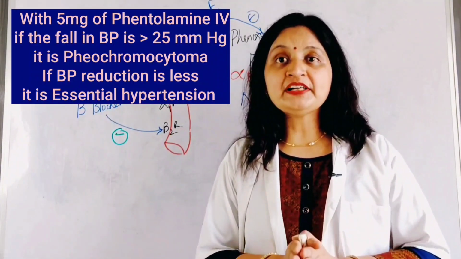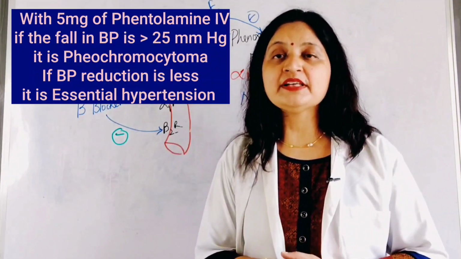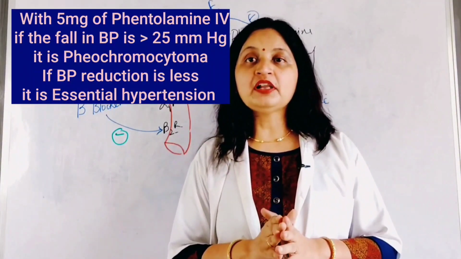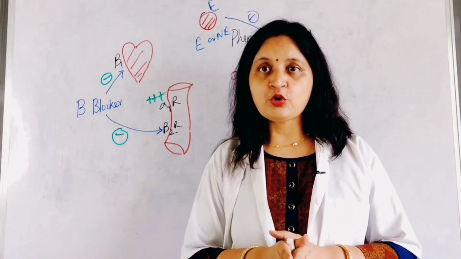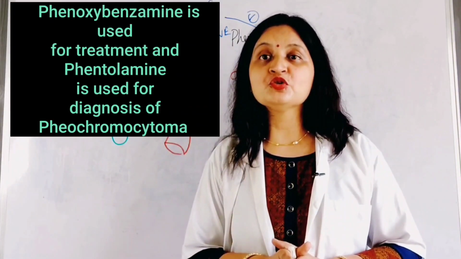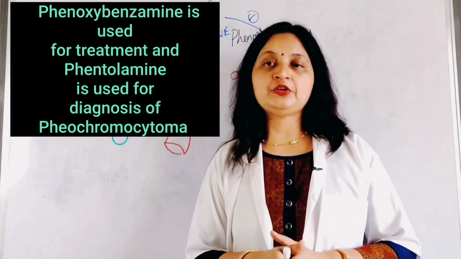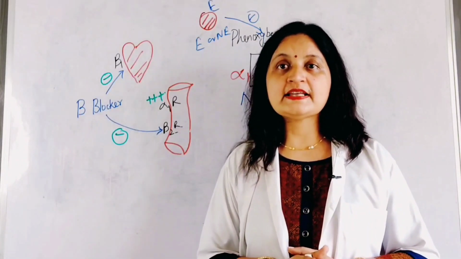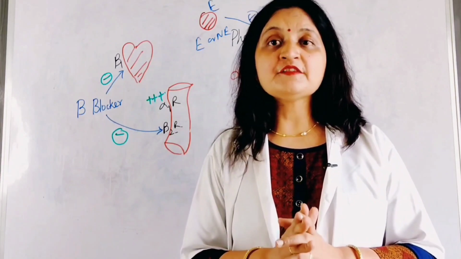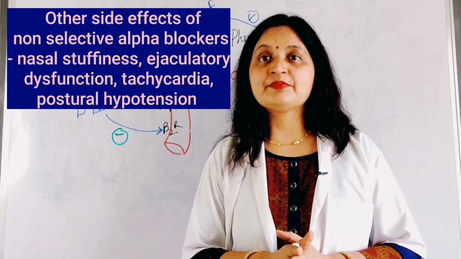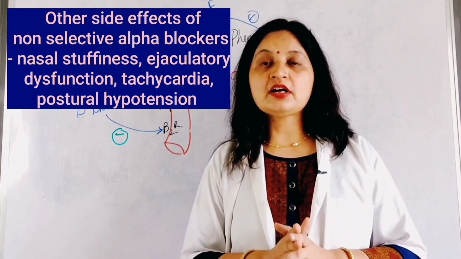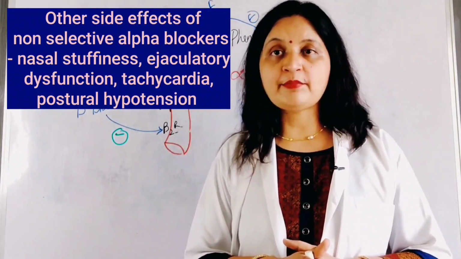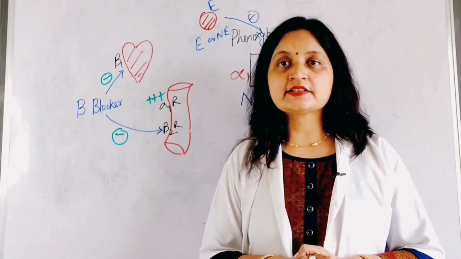But if the blood pressure reduction is less following phentolamine administration, then it is indicative of essential hypertension. Thus, phentolamine is used for the diagnosis of pheochromocytoma, and phenoxybenzamine is used for the treatment of pheochromocytoma. Lastly, some of the side effects associated with non-selective alpha blockers are nasal stuffiness, ejaculatory dysfunction because of blockade of alpha-1 receptors in the ejaculatory duct that obstructs ejaculation, and tachycardia and postural hypertension are also some of the side effects as we have already discussed.